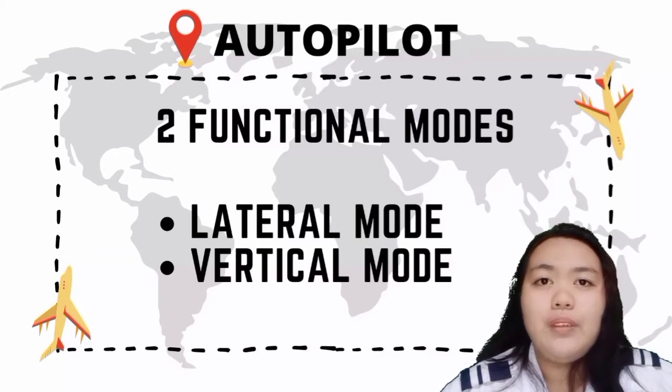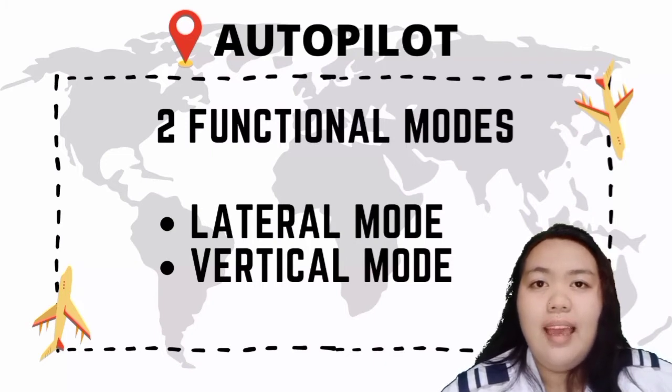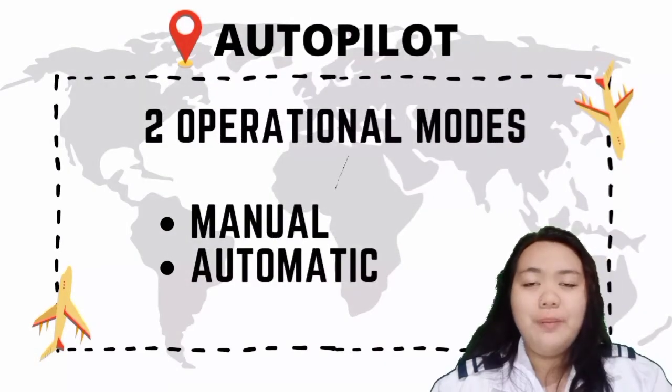The lateral mode controls the ailerons, spoilers, rudders, and the nose wheel through different computers such as the ELAC, SEC, FAC, and VSCU, while the vertical mode controls the elevators and the trimmable horizontal stabilizers, one of which is basically chosen by the system or the pilot, and once the autopilot is engaged, one mode of each is simultaneously active. Aside from this, the autopilot has two modes of operation, the manual and the automatic.